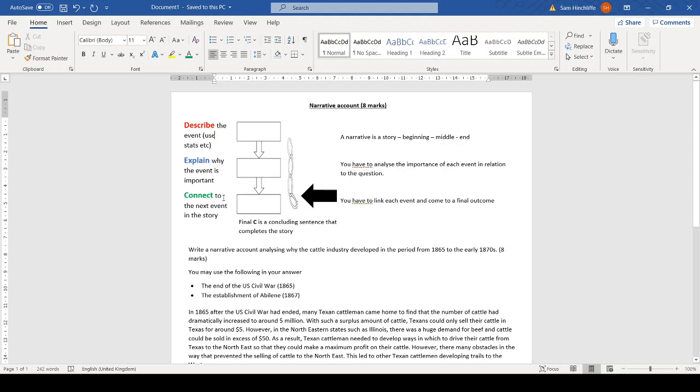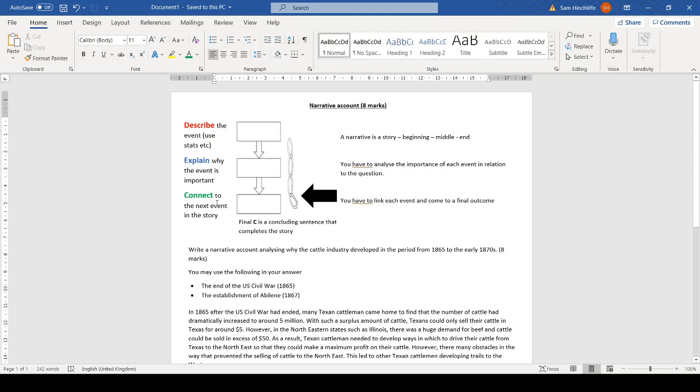And the final part of it is to connect to the next event. So imagine this top box here is 1 paragraph. At the top you would have described the event, you would have explained why it's important, and now you need to link to the next part of the story. Just like a beginning will link to the middle, and the middle will link to the end of the story. Think about what the end of a chapter of a book does. It alludes to the next part of the story. That's what you need to be really trying to do with this question.